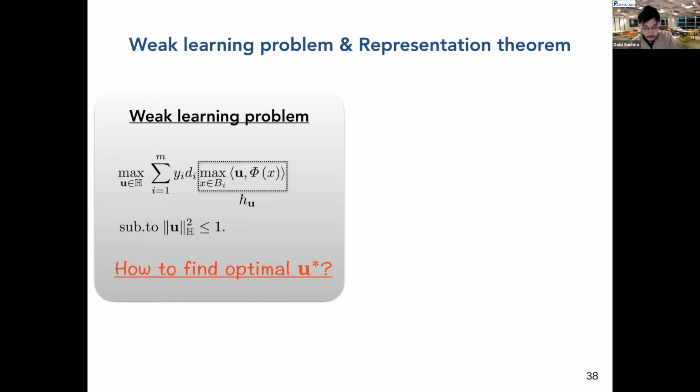The weak learning problem can be designed like this, but there is a very difficult problem. The difficult problem is how can we find optimal U? It looks very difficult because the solution space is any points of Hilbert space.